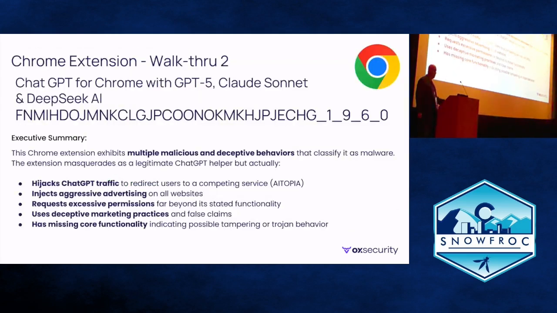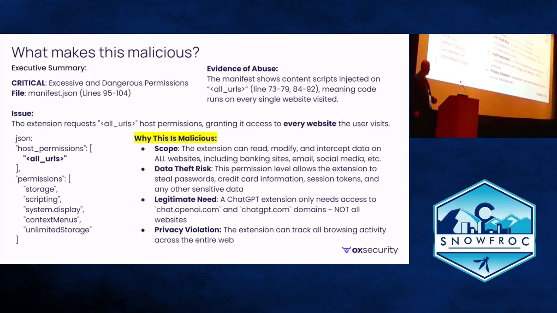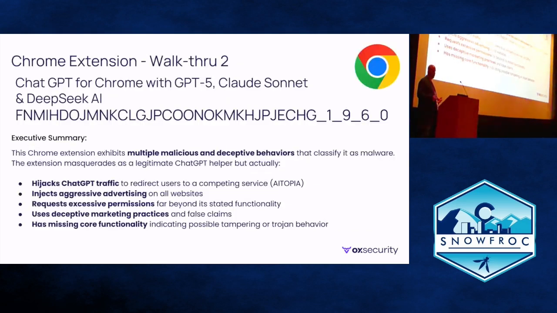All right, we're going to hit 2. We're not going as deep in this one or as long, but again, same story, same thing. So what makes this one malicious? This is the ChatGPT for Chrome, GPT-5, Claude Sonnet, and DeepSeek AI. This one was pretty nasty when you look at the fact that it hijacks your traffic. It injects aggressive advertising. Again, this one is the one that's like every 2 or 3 times, ignore, comes back, ignore, comes back. Finally, you go in and say, you know what, I'll accept it. And what it does is outstanding from a malicious standpoint and hard to catch from a security standpoint.